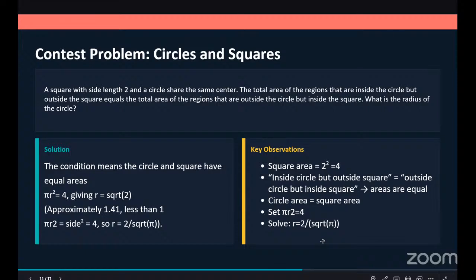So for this question, we can see that since the areas of the regions outside the circle and the square are equal to each other, the area of the circle must be equal to the area of the square. Since the side length of the square is 2, the area of the square is 4. So since the areas are equal, we can set pi r squared, which is the area formula, to 4 and solve for the radius. We end up getting radius is equal to 2 over square root of pi.